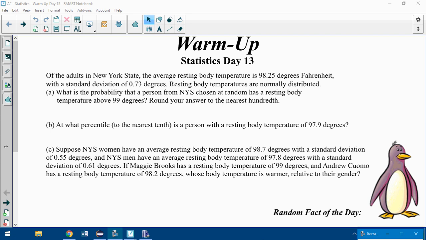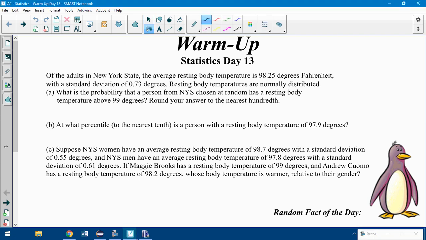All right, hopefully you had a chance to try it. Let's go over it. It says of the adults in New York State, the average resting body temperature is 98.25 degrees Fahrenheit, with a standard deviation of 0.73 degrees. Resting body temperatures are normally distributed. As soon as you see "normally distributed," that's the nice thing about these questions, it pretty much tells you exactly which type it is. It has to say that for you to be able to draw this graph.